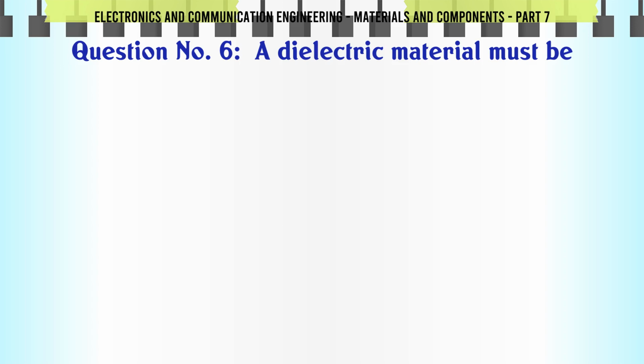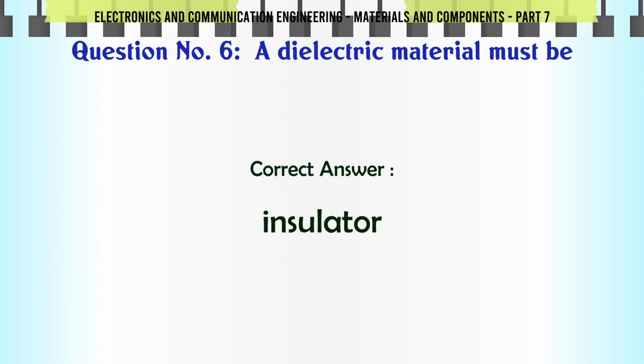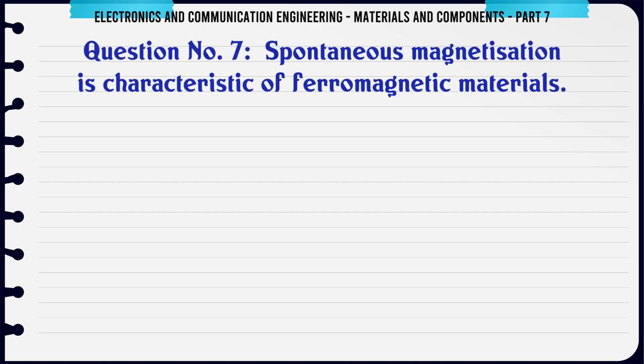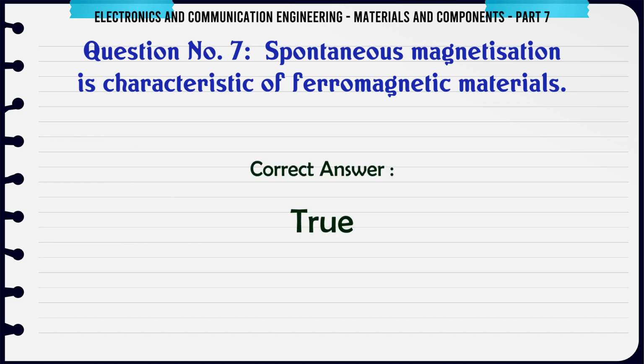A dielectric material must be A. insulator, B. good conductor, C. resistor, D. semiconductor. The correct answer is insulator. Spontaneous magnetization is characteristic of ferromagnetic materials. A. True, B. False. The correct answer is true.